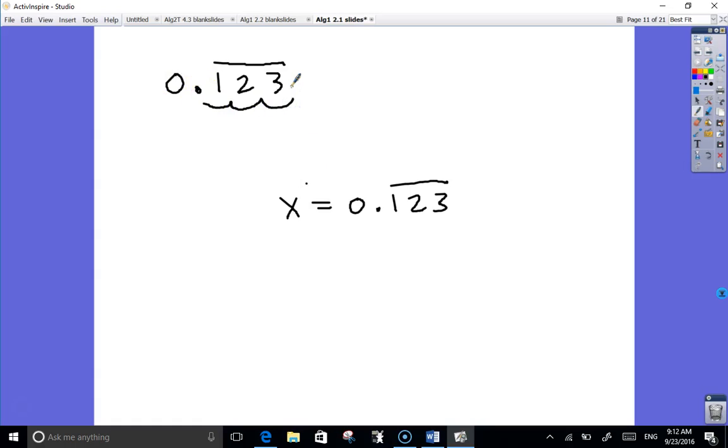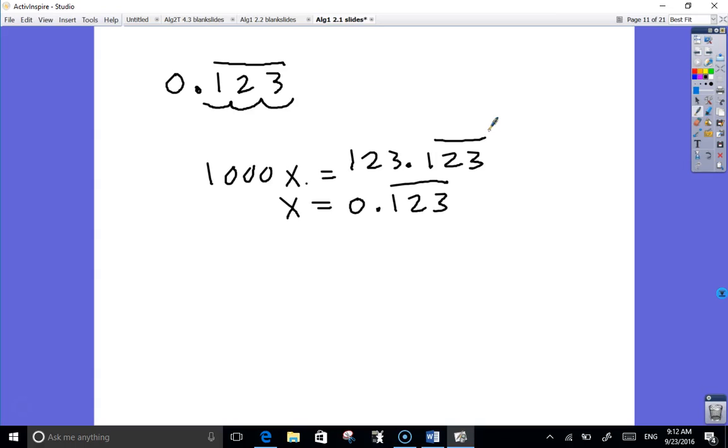3 decimal places makes it 1,000, right? 10 moves it over 1, 100 moves it over twice, 1,000 moves it over 3 spaces. So then I'm going to put on top of that 1,000 times x equals, and if I move that over 3 places, what I've got now is 123.123 repeating, right? By multiplying by 1,000, now it's 123, then the decimal point, and then the repeating, okay?